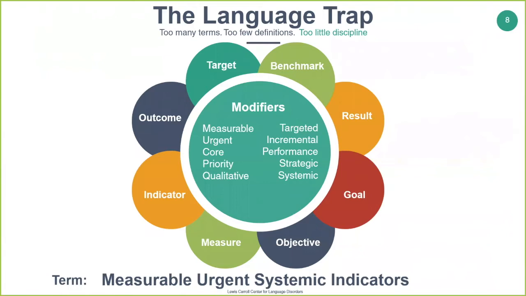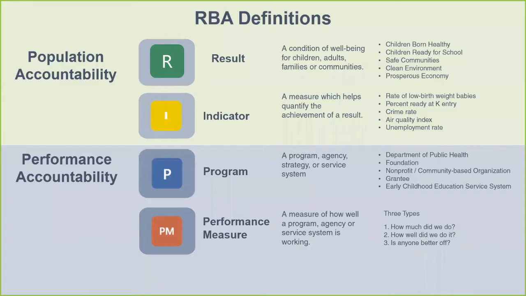So we want to get away from the jargon and be very clear. In RBA, as we've highlighted, it's a fairly simple process. There are only 4 concepts and 4 terms that we need to define. And again, as I highlighted earlier, there are 2 levels of accountability, population and performance. At the population accountability level, at the work we're trying to do for the entire community, the entire area, the entire neighborhood, the 2 terms are result and indicator.